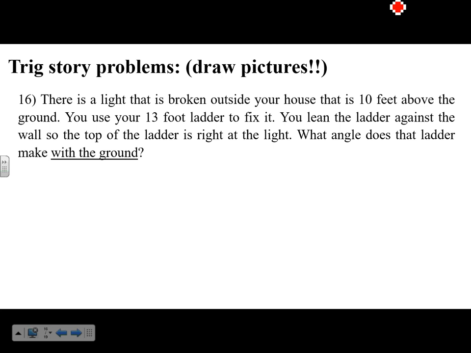So there's a light that is broken outside your house. It's 10 foot above the ground. So we have my house right here. My light is up here, and that's 10 foot above the ground. You use your 13-foot ladder to fix it. So a 13-foot ladder means that's how long it is. So if I put my ladder up there, that's 13 foot.